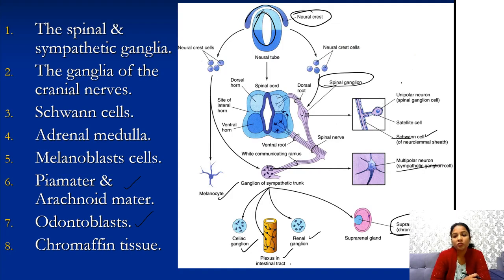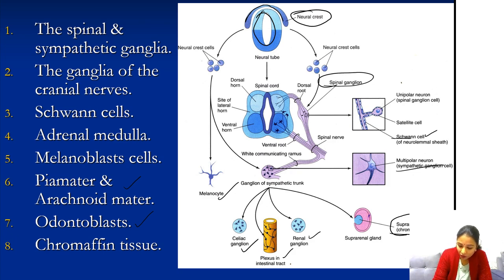So here is the image for us to understand the derivatives of neural crest cells. I said earlier the neural crest cells are from the neuroectoderm. This is the neural tube, and we can see the neuroectoderm and the neural crest cells, which are the cluster of cells present on the dorsal side of the neuroectoderm. Neural crest cells differentiate to form all the ganglia: spinal ganglia, which are dorsal root or sensory ganglia, and then sympathetic and parasympathetic ganglia.